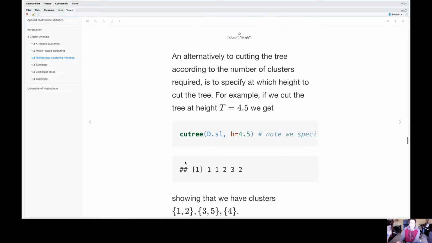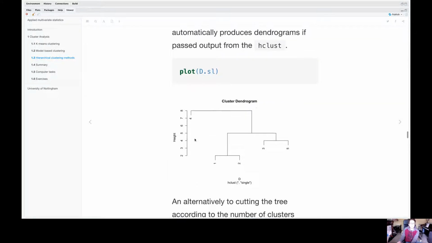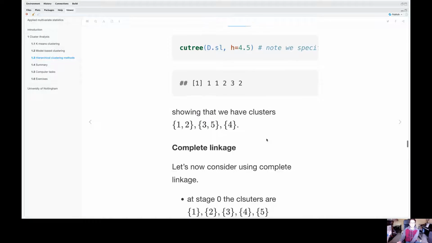The other way to do it is to specify the height at which to cut. So if we want to cut the tree at height 4.5, say, that'll be a line somewhere here. You can see that we're going to get out 3 clusters here. We're going to get 4 in a cluster, 1 and 2 in a cluster, and 3 and 5 in a cluster. So let's look at the output from that.